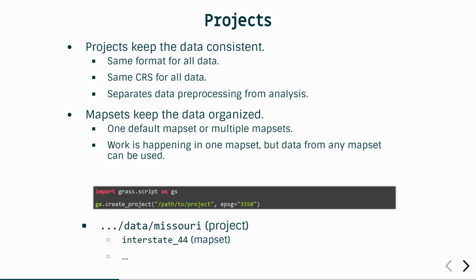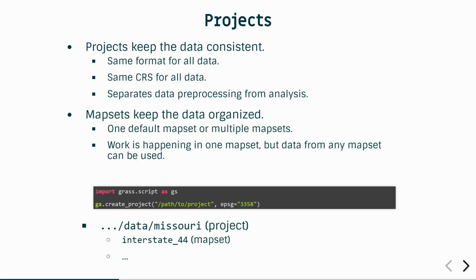What the projects are good for is that they help you keep your data consistent. All the data in a project is in a GRASS native format, unless you link external data. All the data inside a project have the same coordinate reference system. So the idea is that you do all your data preprocessing, format transformations, or coordinate reference system transformations ahead of time of your analysis. And then when you have the data ready, you just focus on your analysis. So you are kind of separating the concerns here.